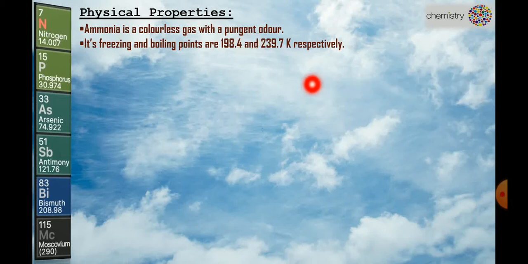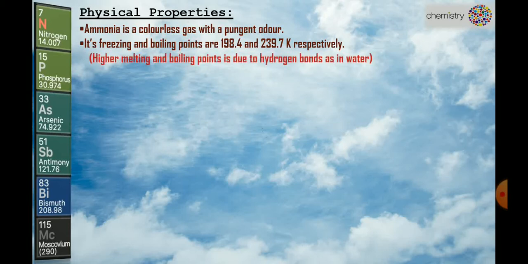Its freezing point and boiling point are very low. Melting point is 198 Kelvin and boiling point is 239 Kelvin. These temperatures are very low. Why might that be? Sorry, these temperatures are higher. Ammonia has a high melting point and high boiling point compared to other compounds of similar molecular mass.